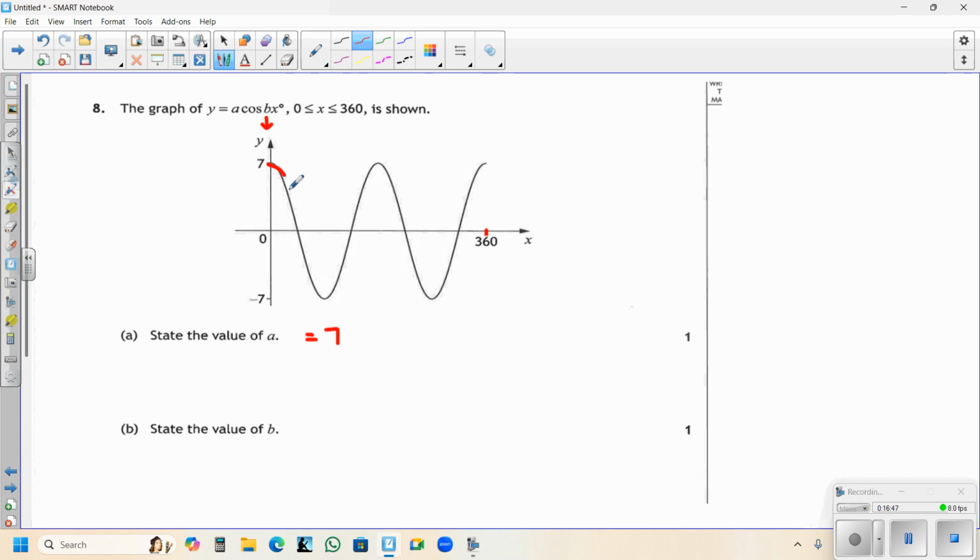Now, how many complete cos graphs? There's 1, and then we change to 2. So we've got 2 complete cycles in 360, so therefore b is equal to 2.